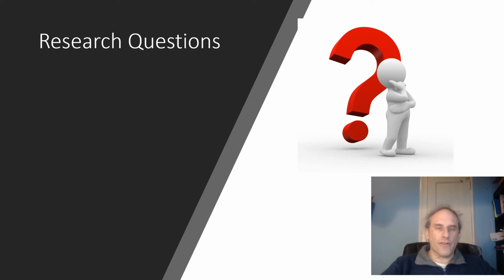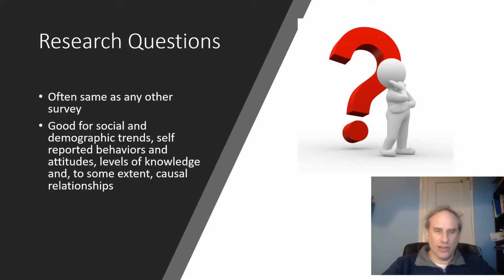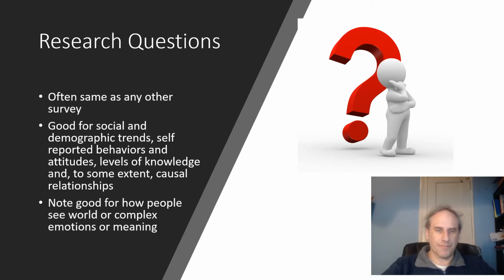So what are the research questions that work well with secondary data? They're often the same as any survey. They're ones that can look for social and demographic trends, self-reported behaviors, attitudes, level of knowledge, and to some extent, causal relationships. It's not good for how people see the world, or complex emotions, or meaning. That's far better for interviews and more qualitative methods.